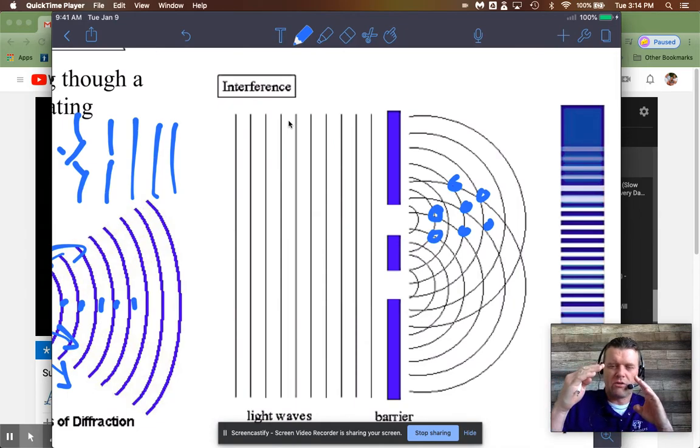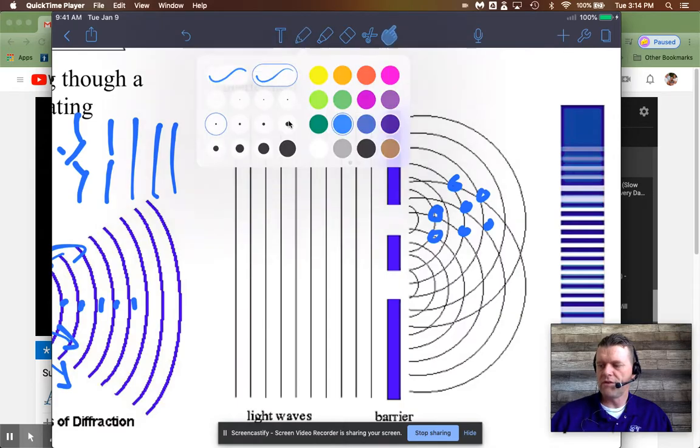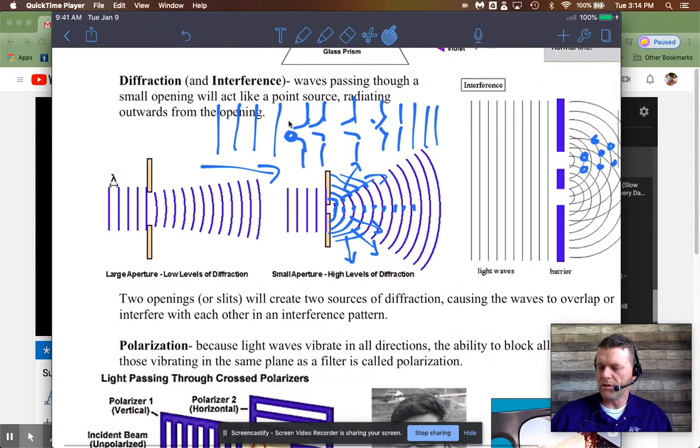But where a crest meets a crest, they superimpose. The crests actually add together, and you get an amplification. You get a greater positive amplitude. And the same thing happens in the reverse with the troughs. So interference is another property that waves exhibit.